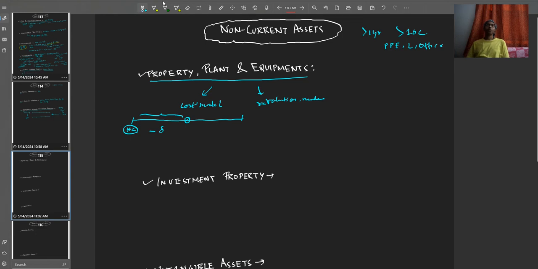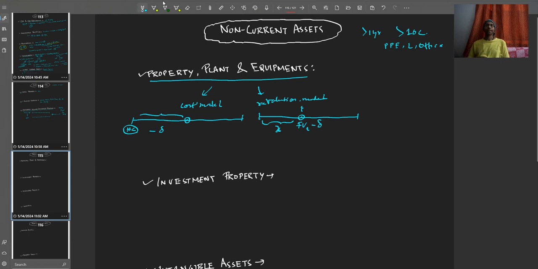Difference between cost model and revaluation is basically this. Here in case of revaluation model, what happens is, let's say the same property is being valued under revaluation model. What will happen is, if you are valuing it at this point, the measurement will be fair value at this point. This is at time t minus accumulated depreciation. Minus accumulated depreciation. So this is the difference.